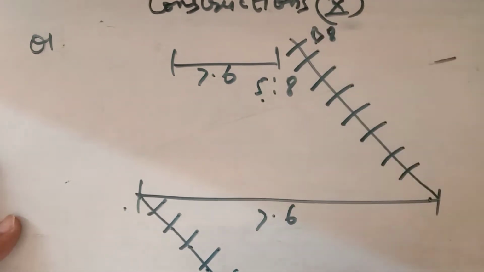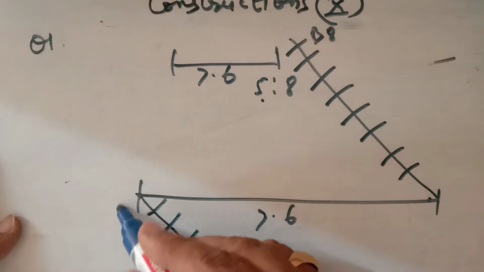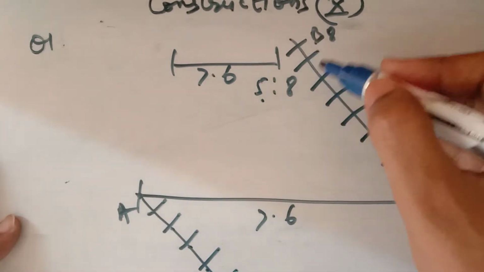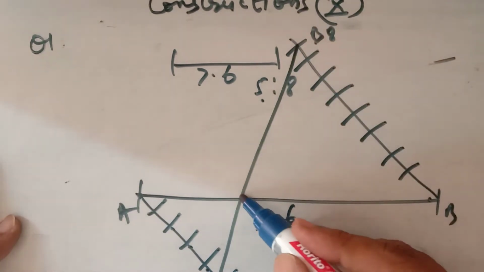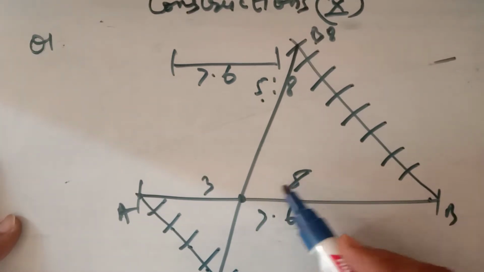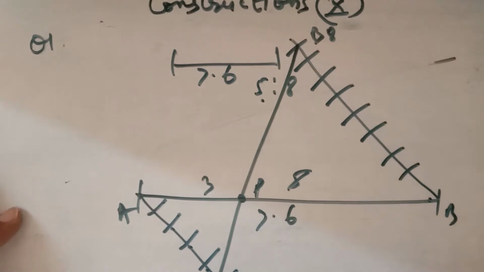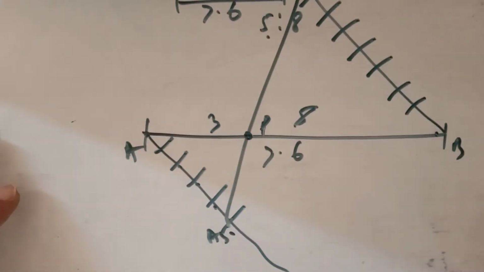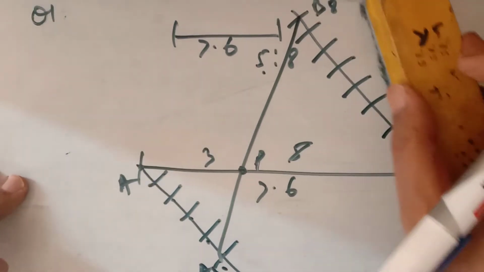Let us call it B8, and this A5. This is A and this is B. When you join it, this will divide AB in the ratio 5:8 at point P. This is how you can divide a line segment in a certain ratio. This is the easy question. Now I can construct it using the scale and pencil. So what you have to draw?